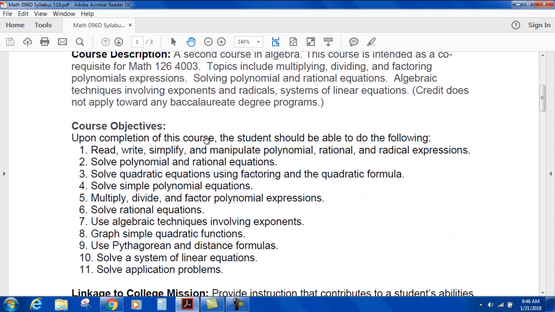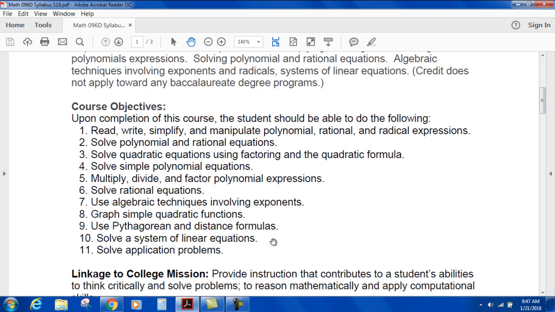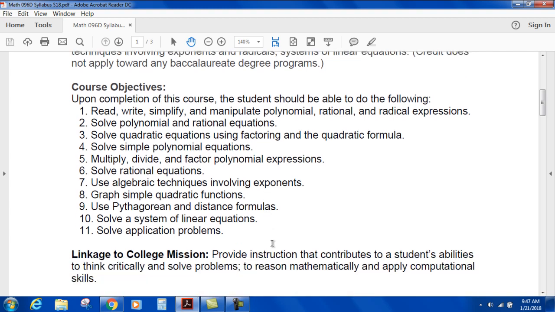Course objectives. So upon completion of this course, students should be able to do the following: read, write, simplify, and manipulate polynomial, rational, and radical expressions, solve polynomial and rational equations, solve quadratic equations using factoring and the quadratic formula, solve simple polynomial equations, multiply, divide, and factor polynomial expressions, solve rational equations, use algebraic techniques involving exponents, graph simple quadratic functions, use the Pythagorean and distance formulas, solve a system of linear equations, and solve application problems.